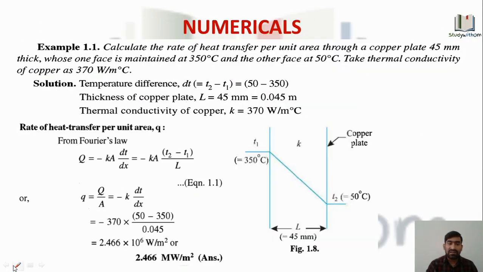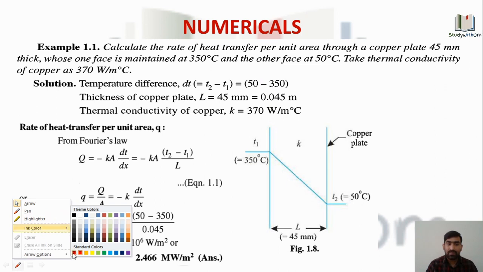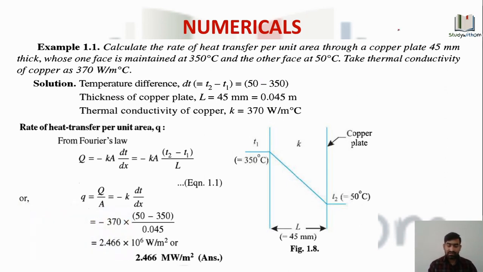Today we will see a numerical based on the Fourier laws of heat conduction. In the numerical, let's see what it is saying, what the values are, and how we can calculate the desired output which is asked by the question. So what is the question? Calculate the rate of heat transfer per unit area. So the rate of heat transfer is Q per unit area through a copper plate.